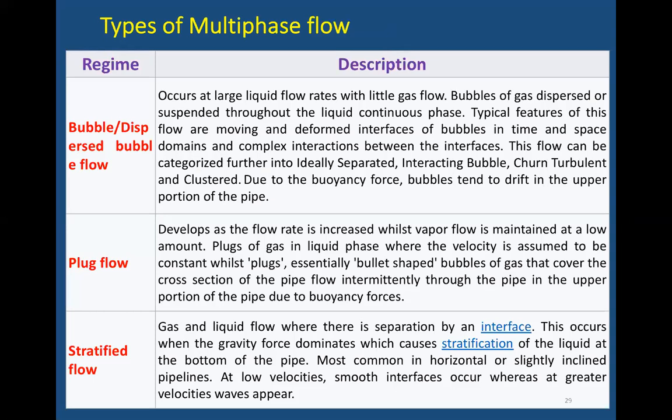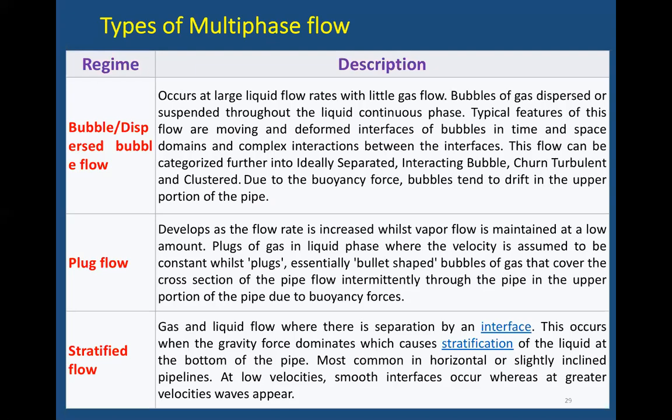So what are the different flow designs? If we see their description, maybe it's a bubble flow or dispersed bubble flow. So what is this actually? Bubble flow occurs at large liquid flow rates with little gas flow. So when most of the flow rate is liquid flow, and you have a small amount of gas present, then your bubbles will be produced. Definitely we saw that if you have water and you are putting some carbon dioxide in and stirring, then you can see the bubbles being produced.